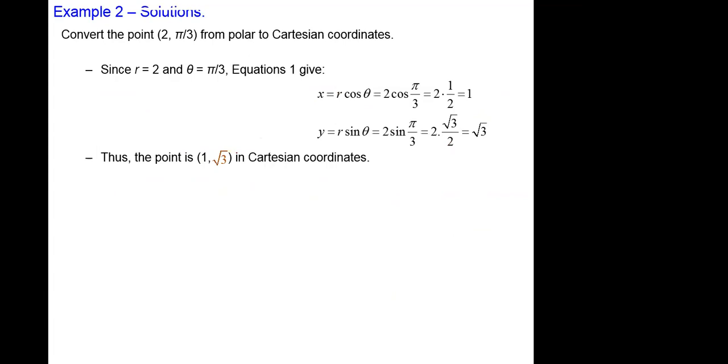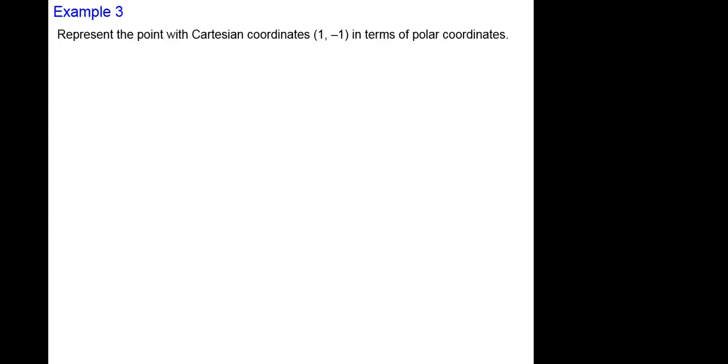Okay, that's my solution. Now, represent the point with the Cartesian coordinates (1, -1) in terms of the polar coordinates. We can start with arithmetic. The Cartesian point is (1, -1), which of course is x and y. And we know x is r cosine theta, y is r sine theta, and then x squared plus y squared is r squared, and tangent theta is y over x.